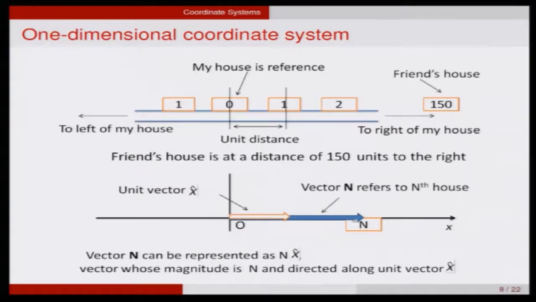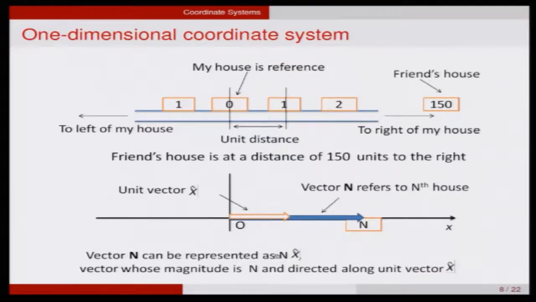Now, I have a vector with no specific reference to the coordinate system. However, I can introduce a coordinate system and say that this vector can be represented as n x hat, where n represents the magnitude of the vector and x hat represents the direction of the unit vector. So, in this case the unit vectors can only be directed along x. Now, suppose I want to represent a vector which has the same magnitude n, but it will be pointing in the negative x direction. How would I represent that? All you have to do is represent this as minus n x hat.